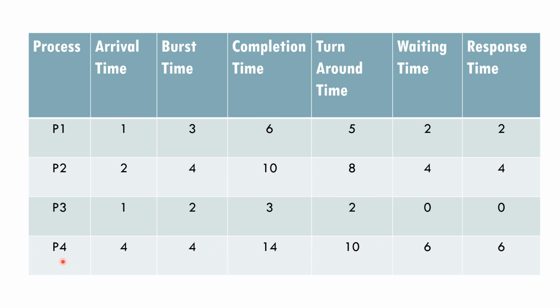Coming to the process P4, its arrival time is 4 milliseconds, burst time is also 4 milliseconds, and its completion time is 14 milliseconds. The turnaround time will be completion time minus arrival time, which is 14 minus 4, 10 milliseconds. And waiting time will be turnaround time minus burst time, which is 10 minus 4, 6 milliseconds. Response time will also be 6 milliseconds. Now, it's time to calculate the average turnaround time and average waiting time from these values.